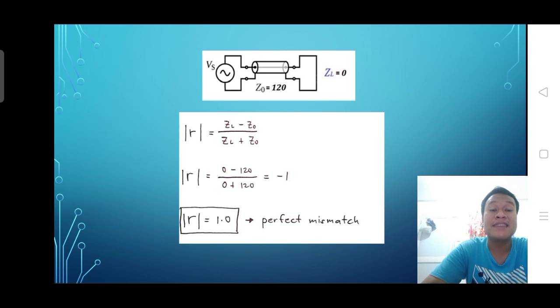So here is the other one. ZL equals 0 and ZO equals 120. By substituting into our formula, we will get an answer of 1.0, which is a perfect mismatch, which means that the whole incident voltage is reflected back to our source, and there is no power transferred.